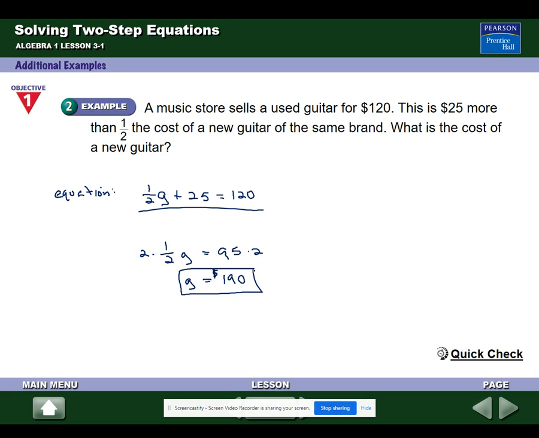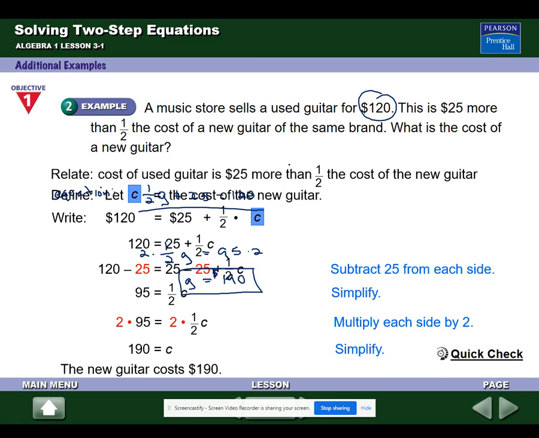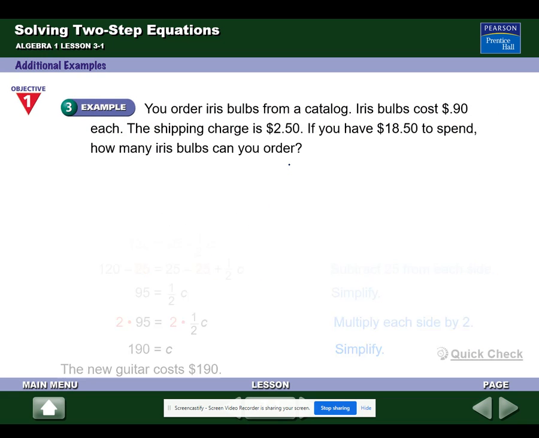The guitar is $190. Now let's just check that even back into the situation. $190 for a new guitar. This is half the cost of a new guitar, 25 more than half the cost of a new guitar. So $190 cut in half would be 95 plus 25. 95 plus 25 is 120. Now you could check that number back into your equation. You can even check it into the example. All right, last one. The guitar costs $190.